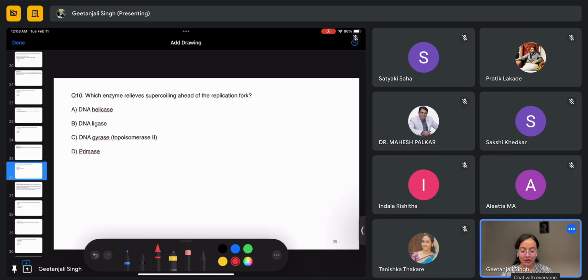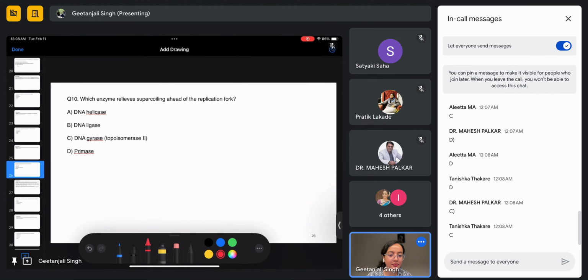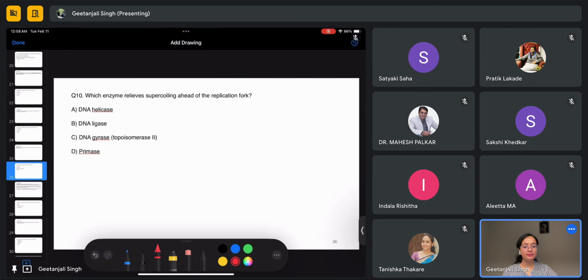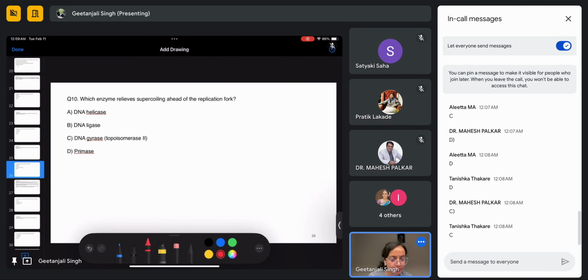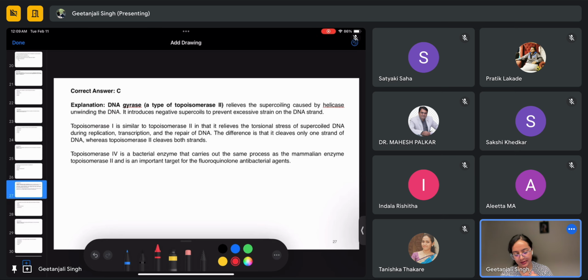Which enzyme releases supercoiling ahead of the replication fork? A. DNA helicase, B. DNA ligase, C. DNA gyrase, which is also topoisomerase 2, and D. Primase. Well, that's correct. Everyone is correct. The correct answer, yeah, C is the correct answer. DNA gyrase, topoisomerase, that basically cleaves the DNA structure to help the supercoiling process.